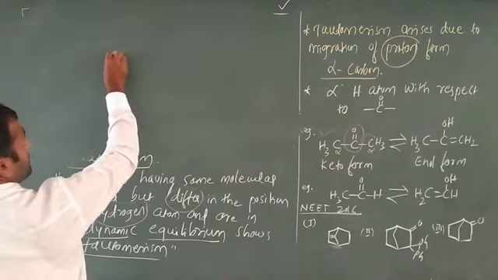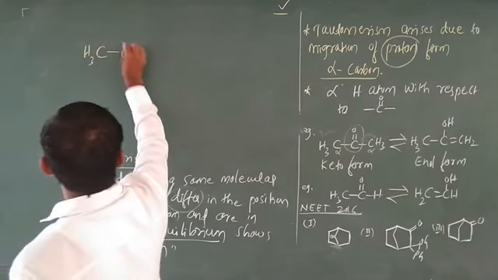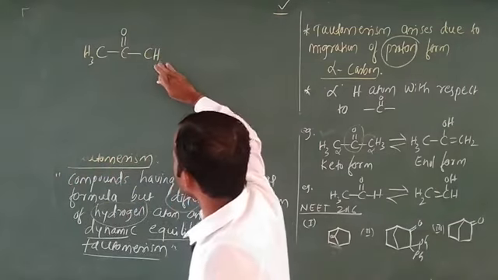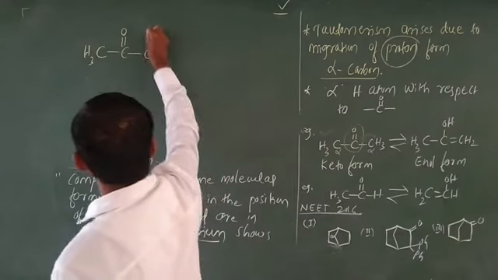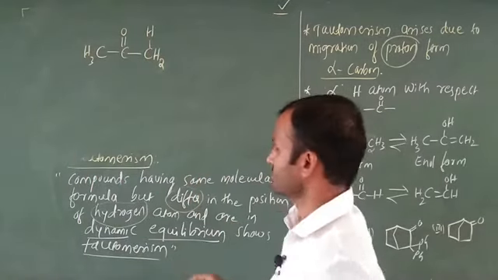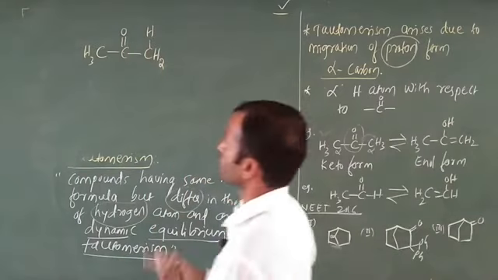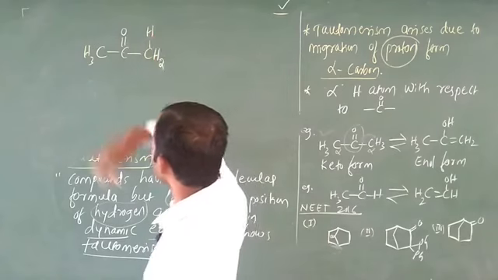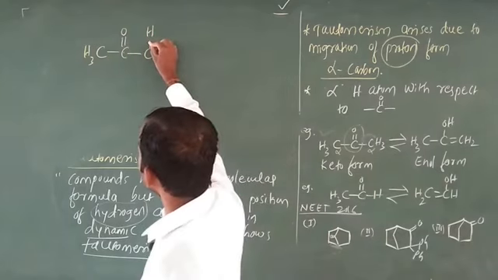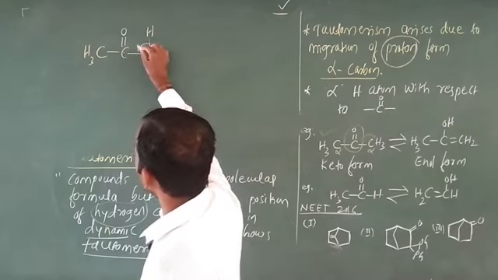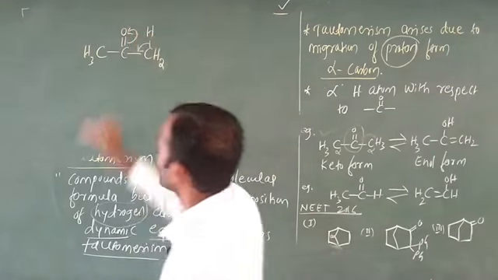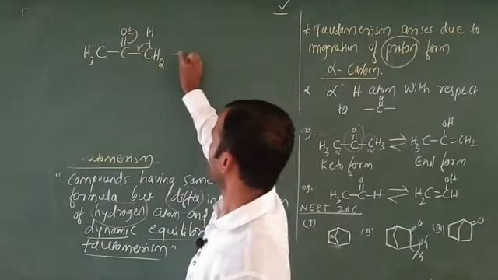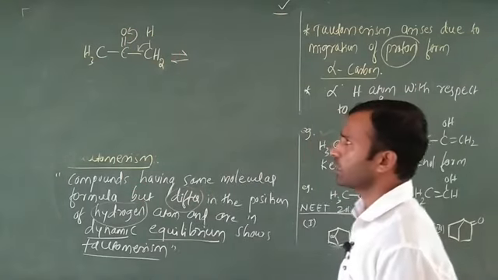Just here, CH3 is there. C double bond O is there. This is CH3. No, I am going to write like this: CH2 and this is H. Just here, in this case what happens? The migration of proton takes place. This is a carbon containing one hydrogen, and this hydrogen is going to shift to oxygen. Migration means I am going to break this carbon-hydrogen bond, and automatically the carbon-oxygen double bond is going to break. This process indicates migration. This arrow mark indicates dynamic equilibrium.